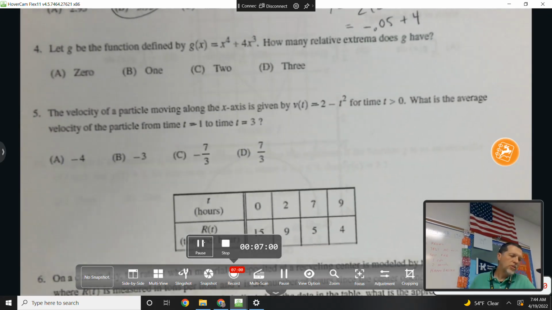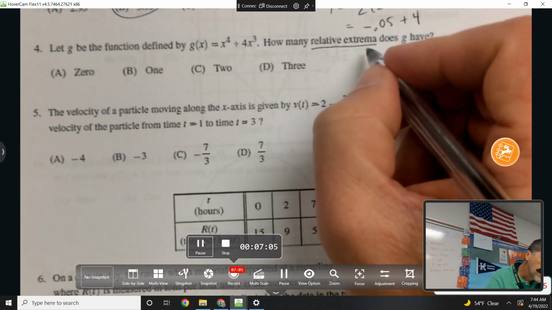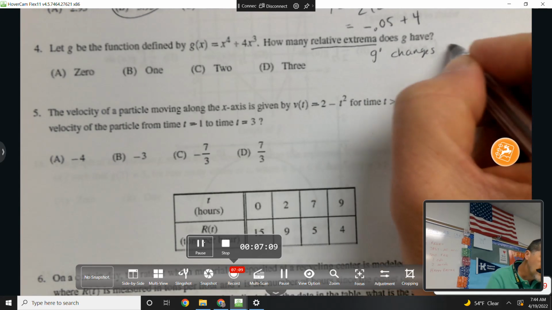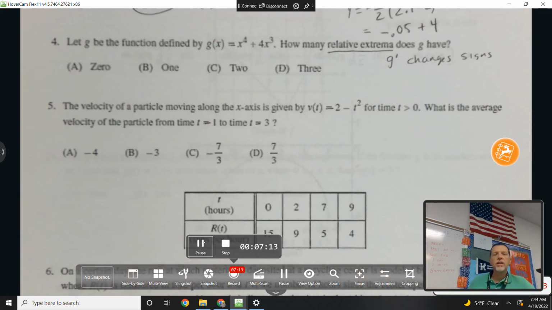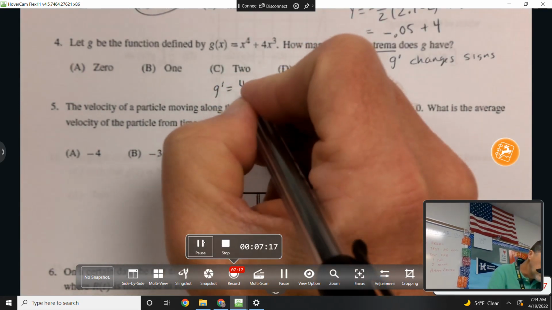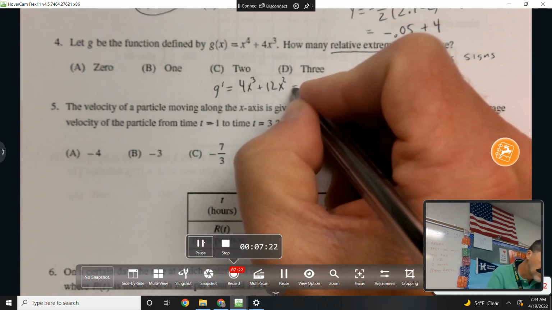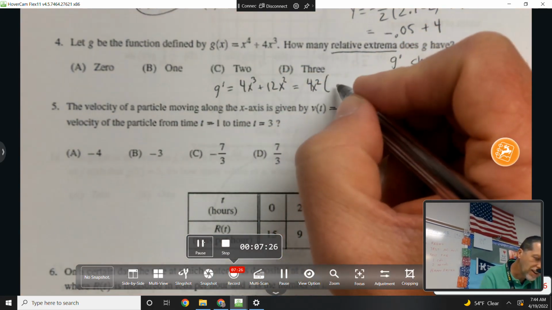Number 4, let g be the function. How many relative extrema? So that would be where g prime changes signs. Like so, number line, increasing, decreasing kind of thing. So g prime is 4x cubed plus 12x squared. Most of you did this much fine. You did this part fine.